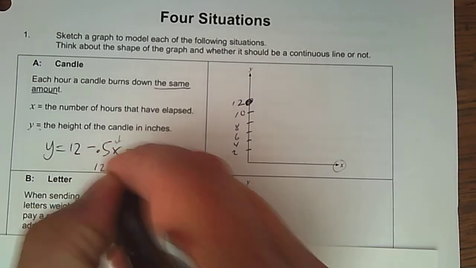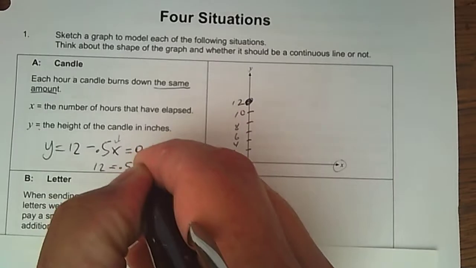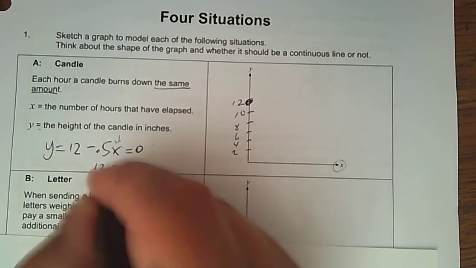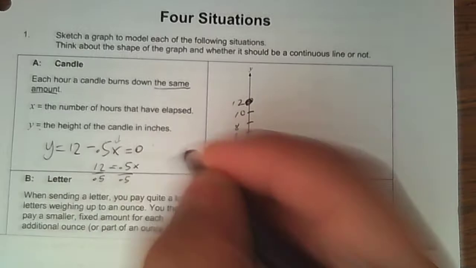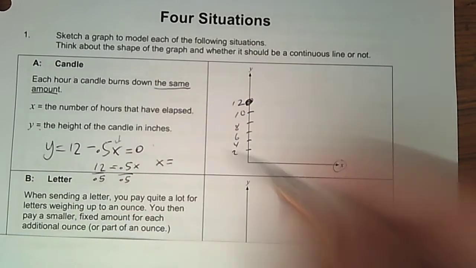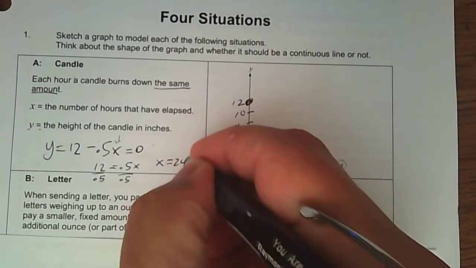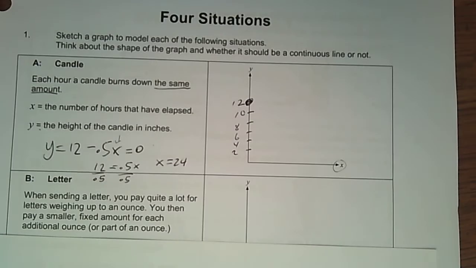Personally, I would add 0.5x, and then to get x by itself, I divide by 0.5. You can use Desmos if you want to, or a calculator. But 12 divided by a half, that answer is going to be 24. So 12 divided by 0.5, you multiply times the reciprocal. If you do it without a calculator, it'd be 12 times 2.